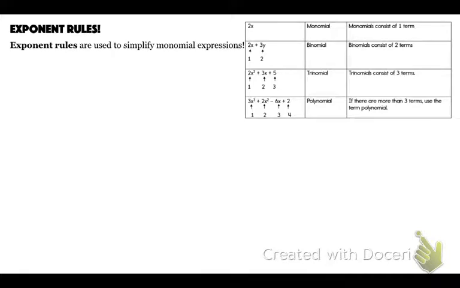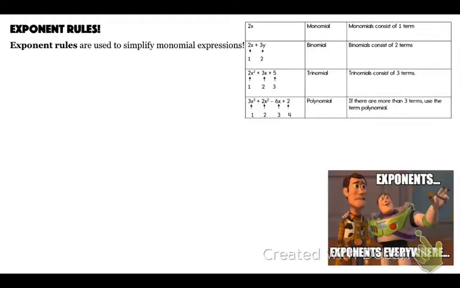Okay, so let's look at some exponent rules. Exponent rules are used to simplify monomial expressions. So, exponents everywhere, like 8 squared. Let's look at 8 squared, for example. So, that 2 means that we have 2 of those. So, that's the same thing as 8 times 8, which would be 64.